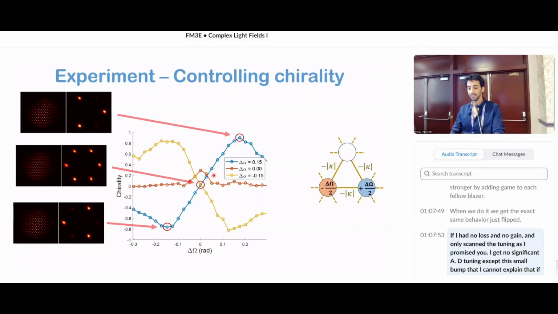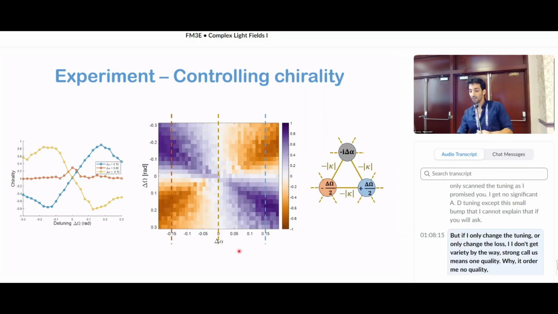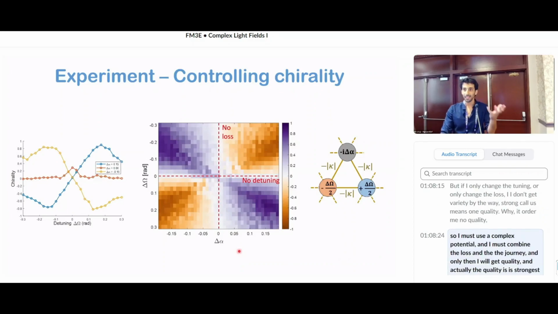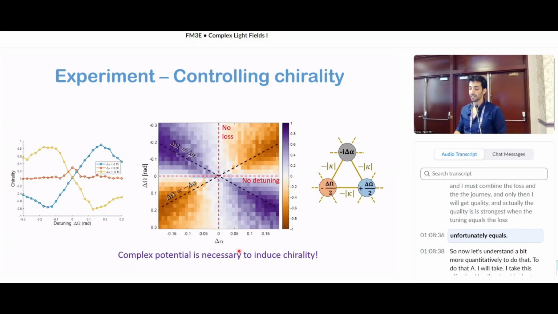So these three lines are actually three cross-sections of a larger two-dimensional scan. Here on the vertical axis is the detuning, and on the horizontal is the loss. And you can see that if I only change the detuning or only change the loss, I don't get chirality. By the way, strong colors mean strong chirality, white color means no chirality. So I must use a complex potential, and I must combine the loss and the detuning, and only then will I get chirality. And actually, the chirality is strongest when the detuning equals the loss, or approximately equals.